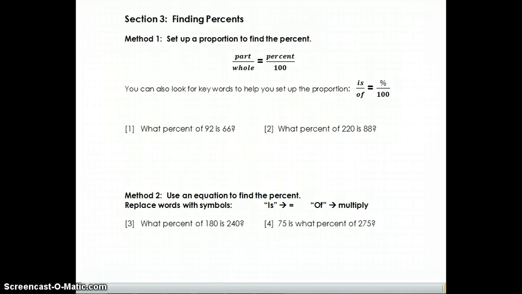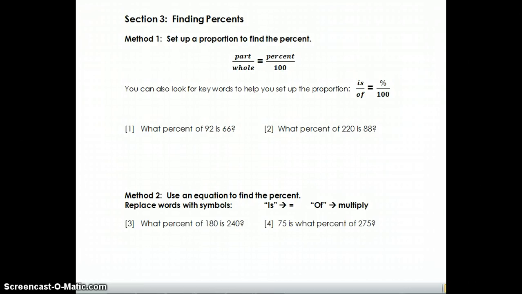Welcome to your first unit using the flipped classroom model in pre-algebra. Remember, you can pause, rewind, and fast forward as much as you would like, but make sure that you complete all the problems.